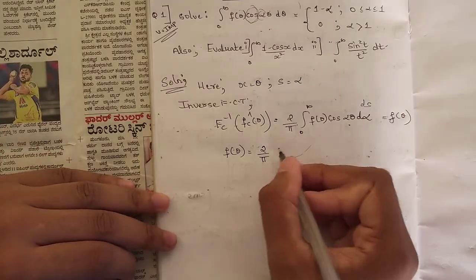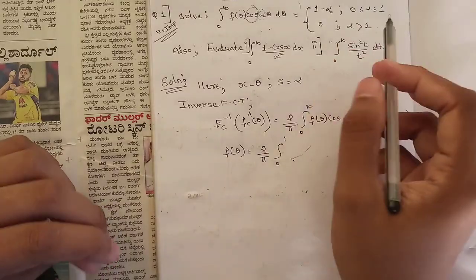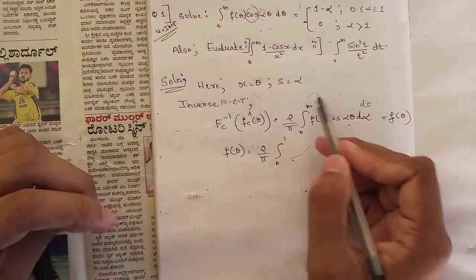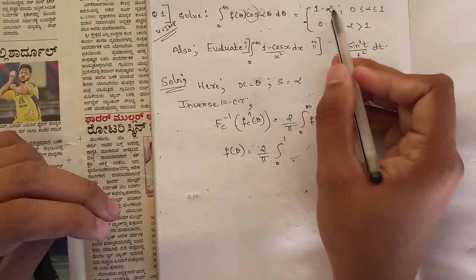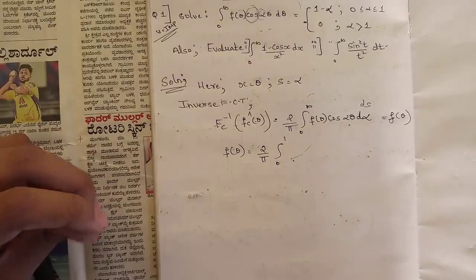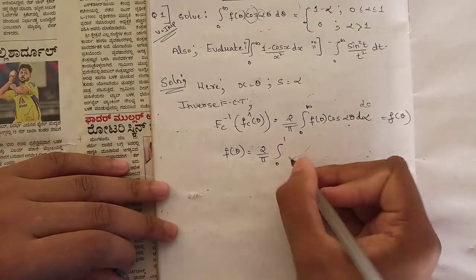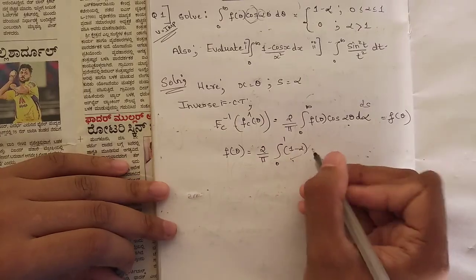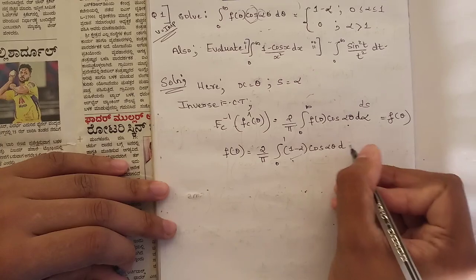Now write f of theta is equal to 2 by pi, and here the limits are from 0 to 1 and 1 to infinity. We are not going to write 1 to infinity; I am just splitting the interval from 0 to infinity. So one part is from 0 to 1, where it is given as 1 minus alpha, and it is 0 when alpha is greater than 1, so I am not writing that. So the value of f given in the question is 1 minus alpha, times cos alpha theta, and the parameter is d alpha.